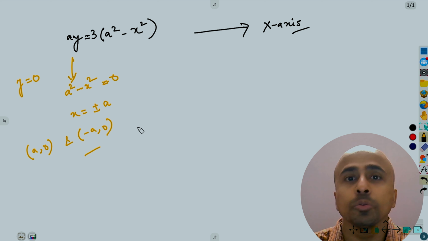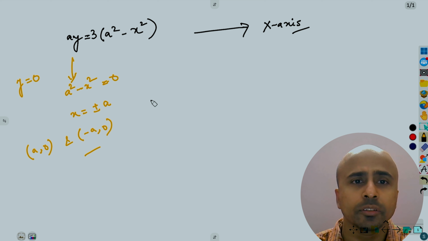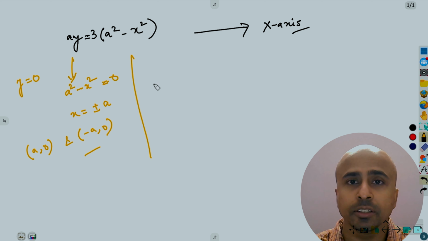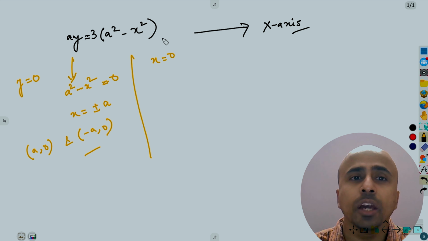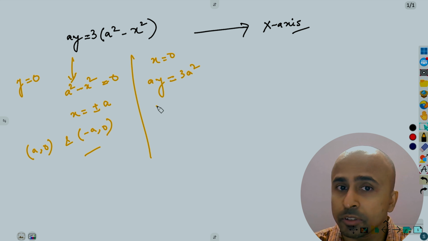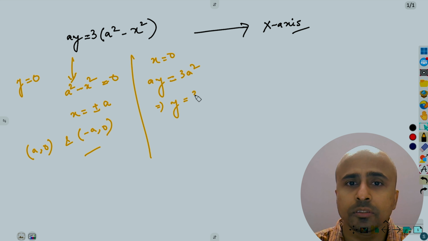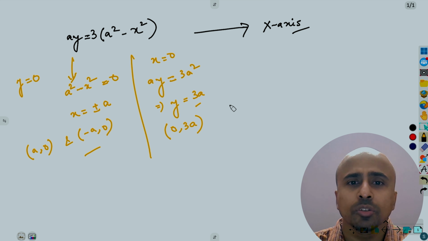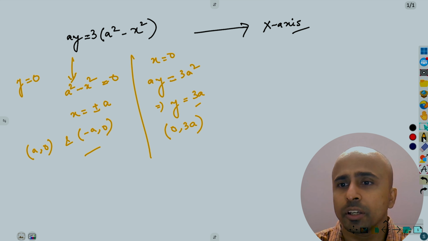Okay, so we obtained 2 points, only 1 point remains. For that, we are going to find at which point it intersects the y-axis, that is, we will simply substitute x equals 0, and from here we obtain ay equals 3a square, which after simplification gives y equals 3a, right? Therefore it intersects the y-axis, the x equals 0 line, at (0, 3a). So we obtain 3 points, and then from here we can now draw the parabola.